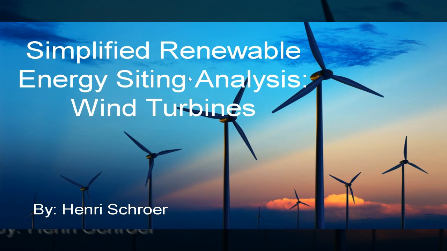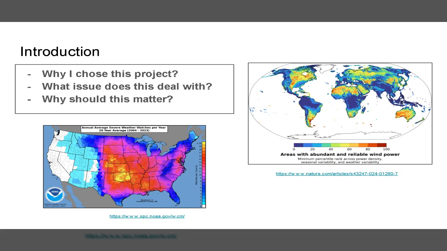Here is my project for my Geography 316 stats coding class, and my project is a simplified renewable energy siting analysis for wind turbines. So let's get into this.